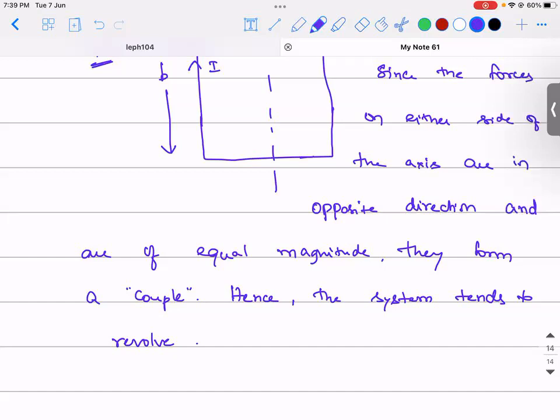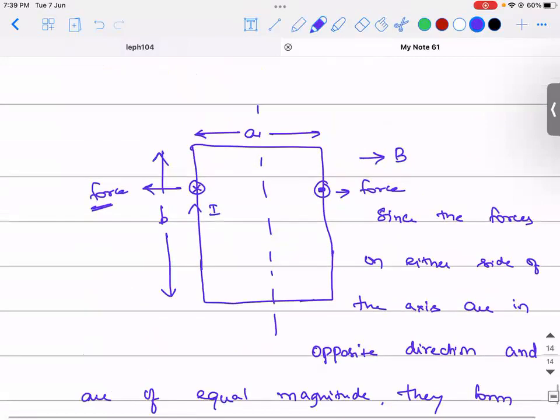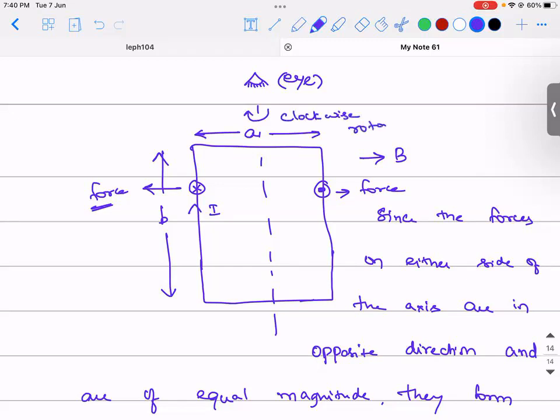Okay. So when it is going to revolve, when this is your eye, when you see from this side, in which direction do you think will the rotation happen? Will it be clockwise rotation or anti-clockwise rotation? So it will be having a clockwise rotation. Right? It has a clockwise rotation.